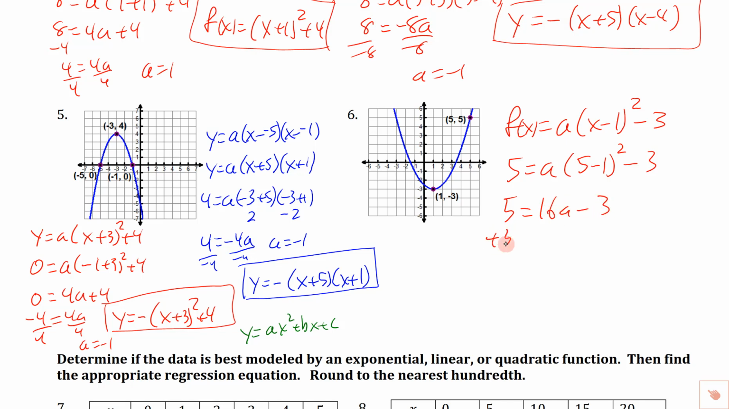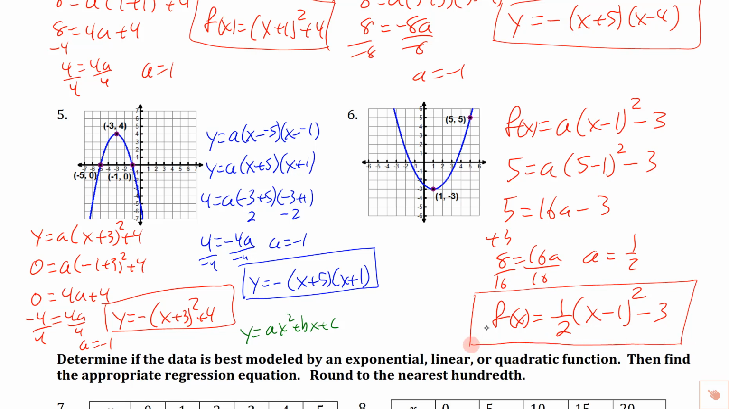Move that over to the other side by adding, so we're going to end up with 8 equals 16a. Divide both sides by 16, so we get a equals 1/2 there. So here's the answer, f of x, and again, you can write y or f of x, it doesn't matter. We're going to have 1/2 times x minus 1 quantity squared minus 3, and there we go.